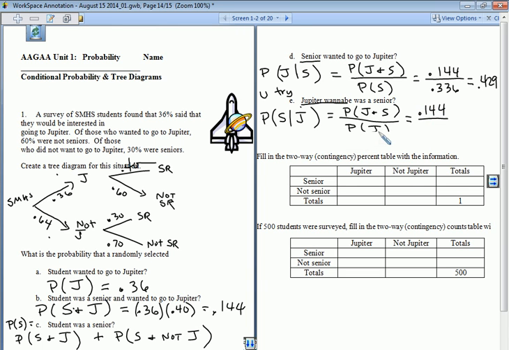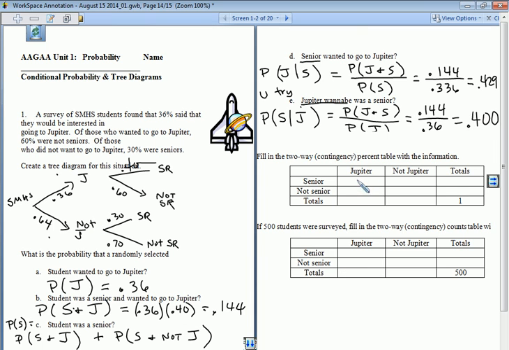divided by the probability of Jupiter. And that's not one we found. So the probability of Jupiter would be the sum of the probability of, oh yeah, we do. Probability of Jupiter is just the 0.36. And so this gives us 0.400. Okay, now, you're really going to like the two-way tables because it makes some of this much easier to find.